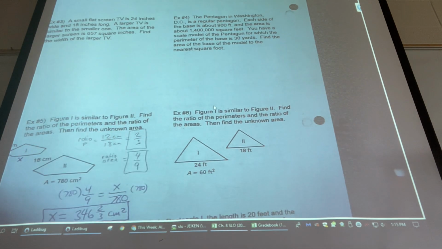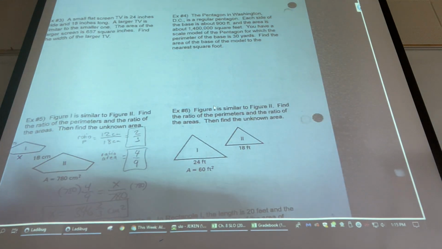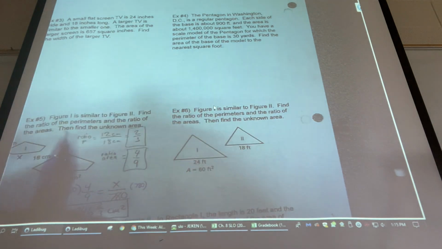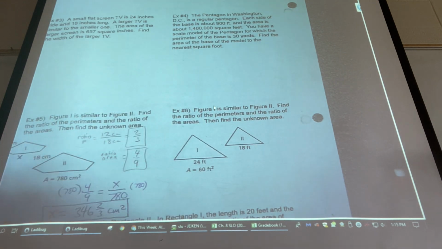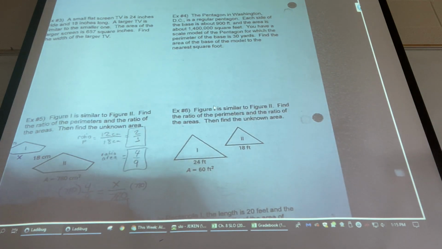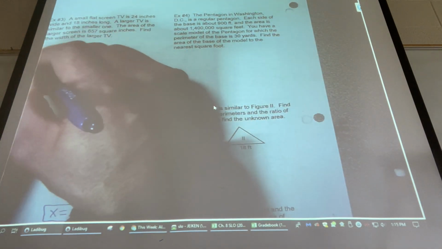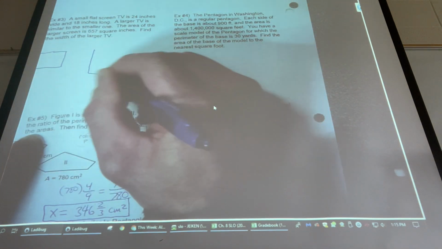A small flat screen TV is 24 inches wide and 18 inches long. So we know quite a bit about that one, don't we? It says the area of the larger screen is 657 square inches. And they want us to find the width of the larger TV. I'm going to draw a picture. Small TV, large TV.